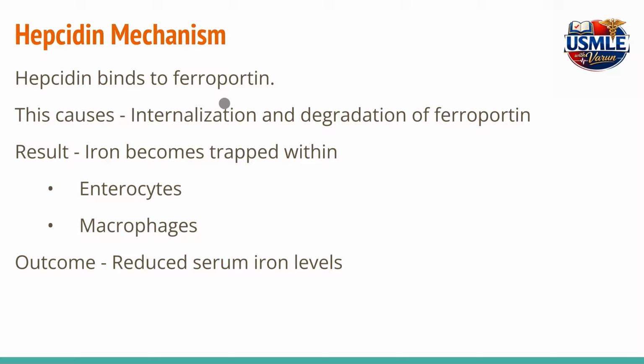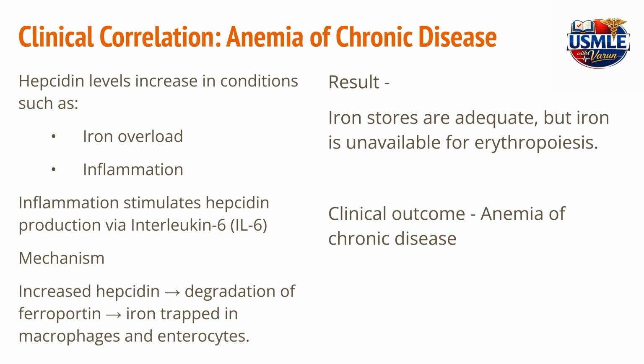I'll repeat it again. When hepcidin binds to ferroportin, it causes its internalization and degradation, and this prevents iron from being released into the bloodstream. As a result, iron gets trapped inside cells and serum iron levels gradually decrease. So this mechanism is what we see in all kinds of disease processes.